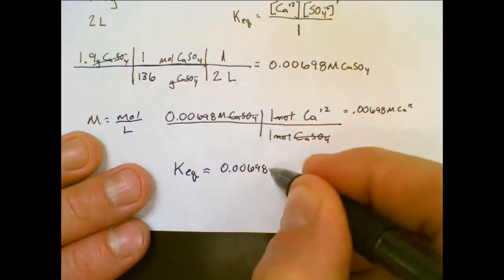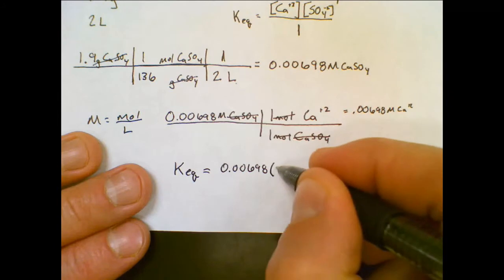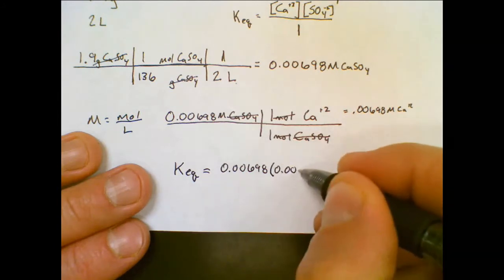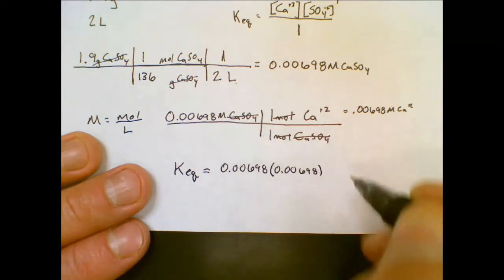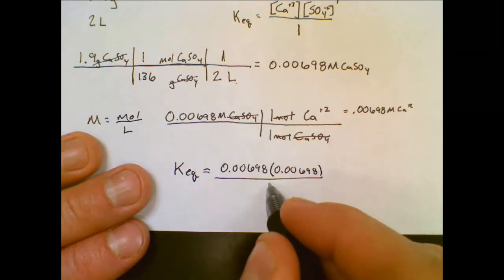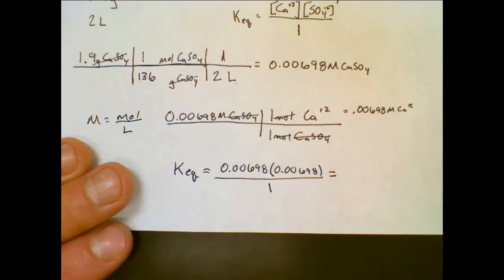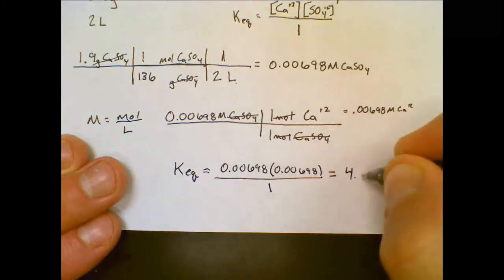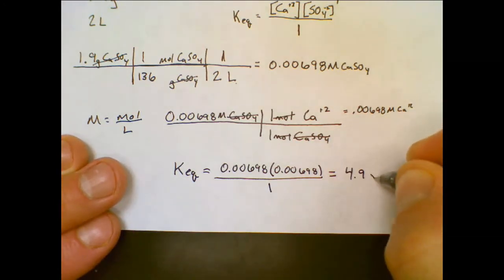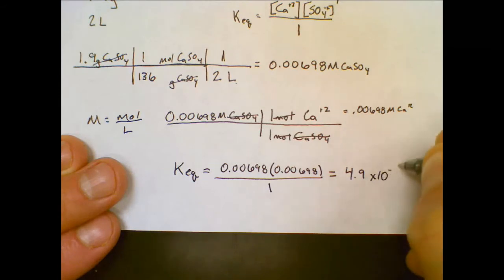0.00698 times 0.00698, which is really just 0.00698 squared, all divided by 1, and that's going to give me a calculated value of 4.9 times 10 to the negative fifth.